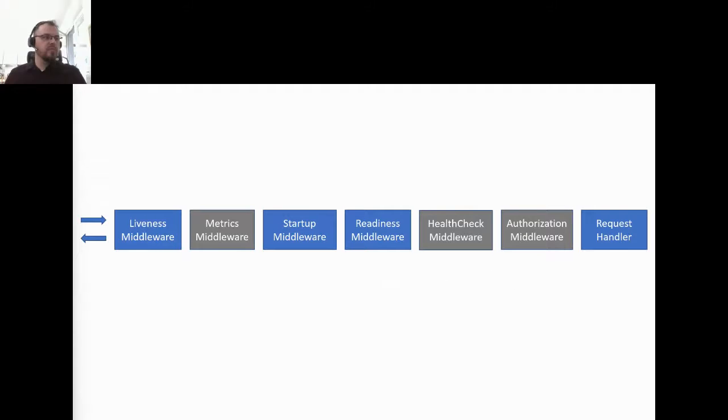And also when it comes to composing the application pipeline, you want to make sure that your liveness middleware is in front. It needs to respond as quickly as possible to the actual liveness probe requests. You can have a metrics middleware, you can have a startup middleware that will determine whether or not your application is successfully started. You can have a readiness middleware that is dedicated to responding solely to the readiness probe. And finally, you have all the typical middlewares you would have, like authorization and the actual request handler.